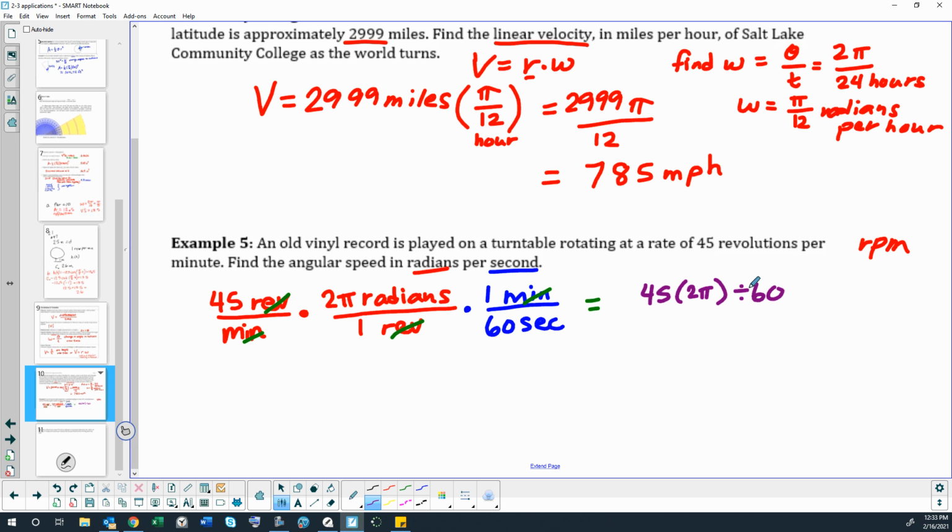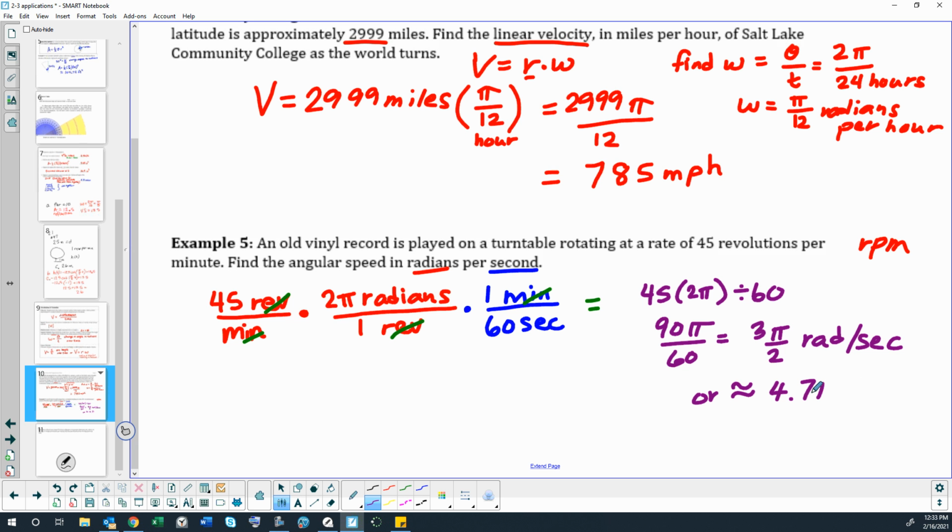Maybe we want to leave our answer exact, actually. Yeah, let's plan on leaving it exact. So that would be 90 pi. We can do it both ways, both exact and approximate. So what does that reduce to? 3 pi halves radians per second, right? Or approximately 3 times pi divided by 2 would be approximately 4.71 radians per second.